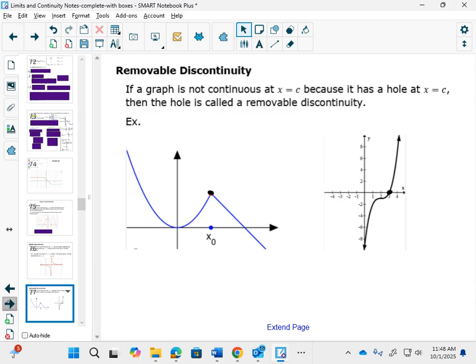So these are removable discontinuities. You can do a lot with graphs that have removable discontinuities. The jumps are a little problematic. You can't make them continuous. Infinite ones you can't make continuous. But the removable ones, if you just colored it in, you would make it continuous at that point. So those are the 3 different types of discontinuities that we can have. And that's where we'll end for today.